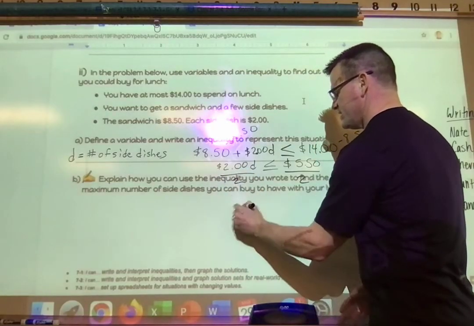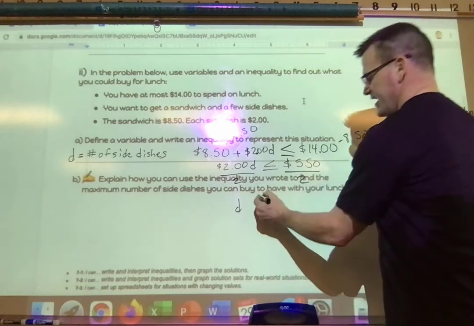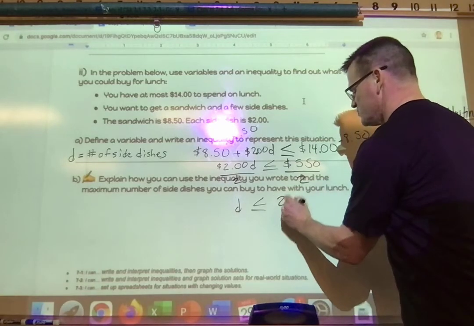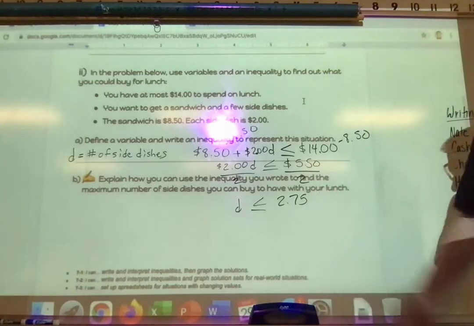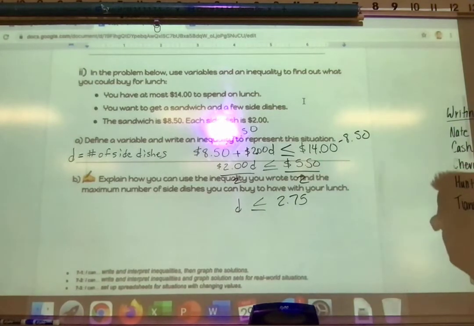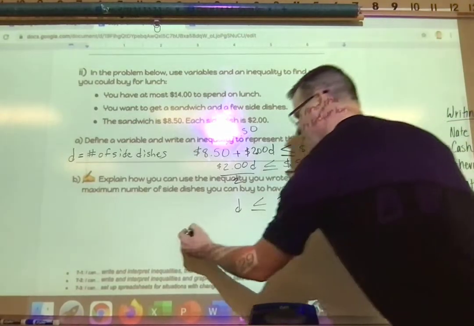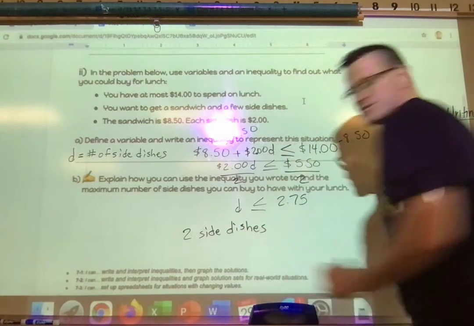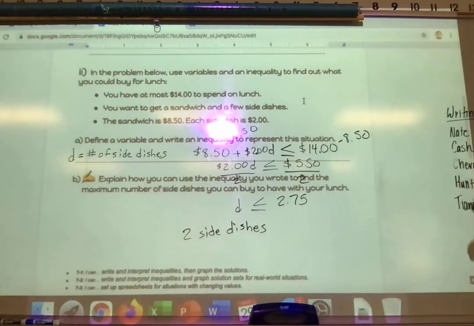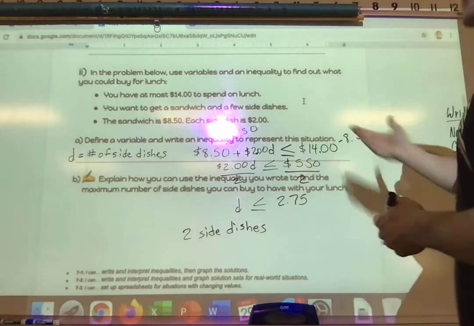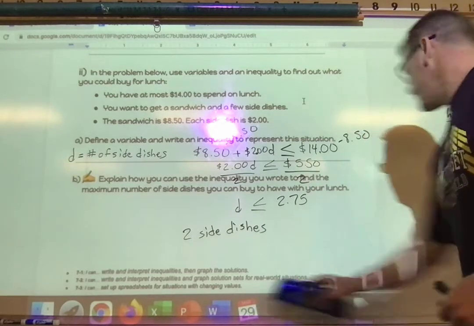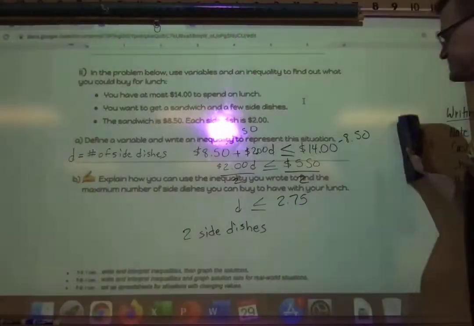Okay, and that would leave me with D, or the number of side dishes, has to be less than or equal to, and then if I cut that in half, you get 2.75 side dishes. So really, you can afford 2.75 side dishes, but you can't buy 0.75 of a side dish. So how many can you buy? You can buy 2 side dishes, and then you'd get a little bit of change back there. So again, that's using an inequality, using your algebra to solve a real life problem. All right, so pause it if you need to. We'll flip over and look at the last part here in a second.